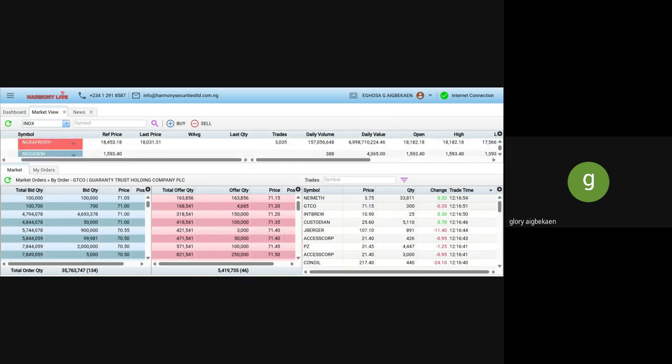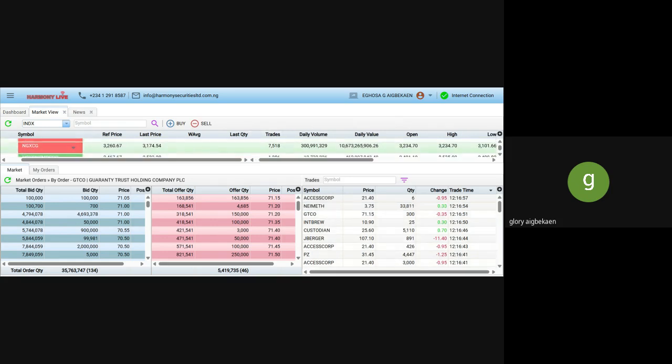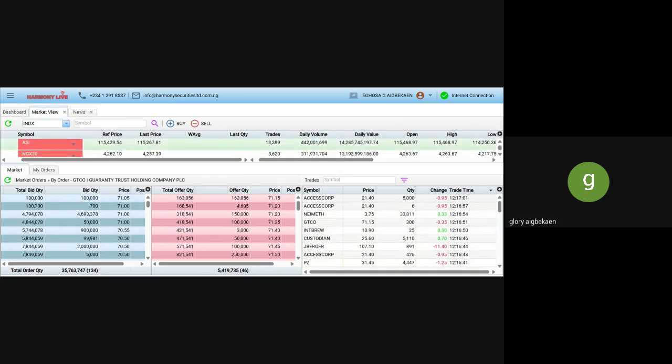You see why I like this market? The liquidity that is in the Nigerian Stock Exchange. What you can only use to compare it is the crude oil market. There's no market that is close to the stock exchange.